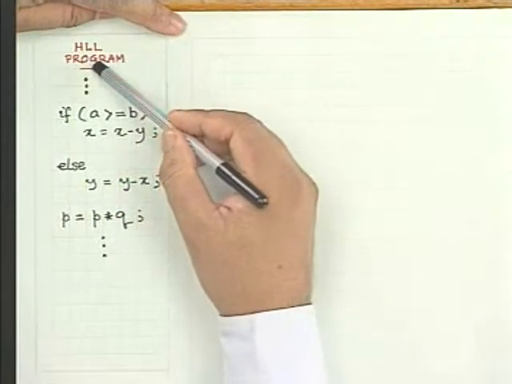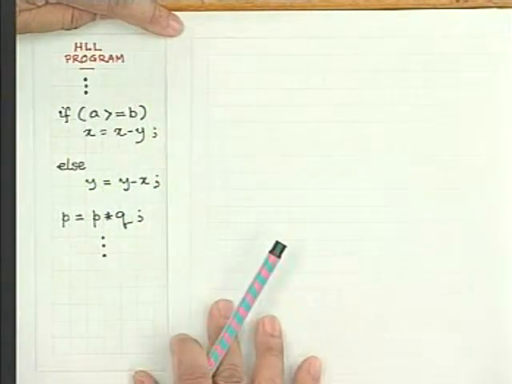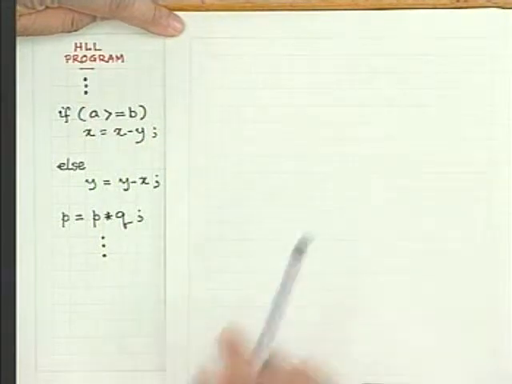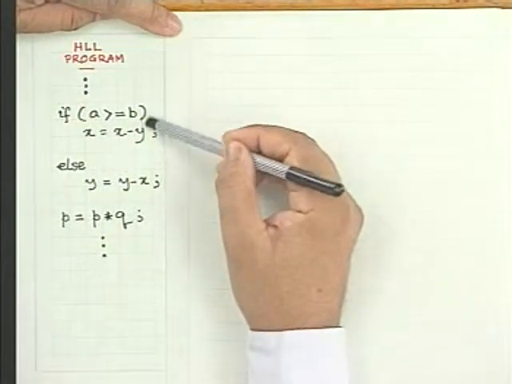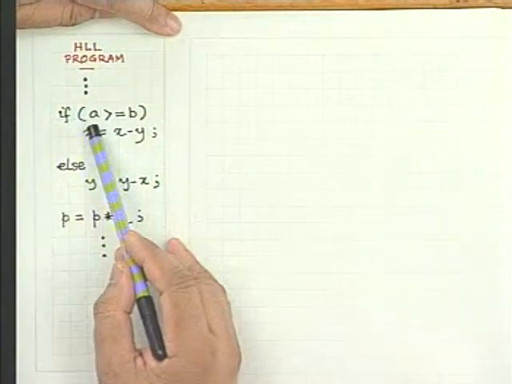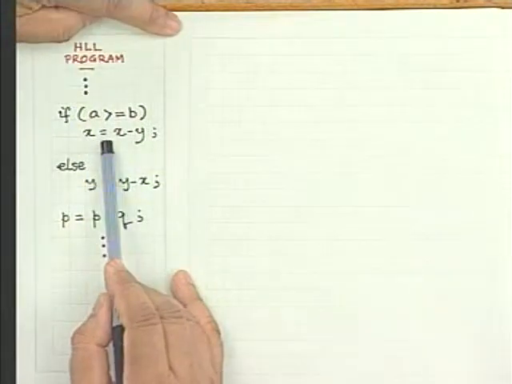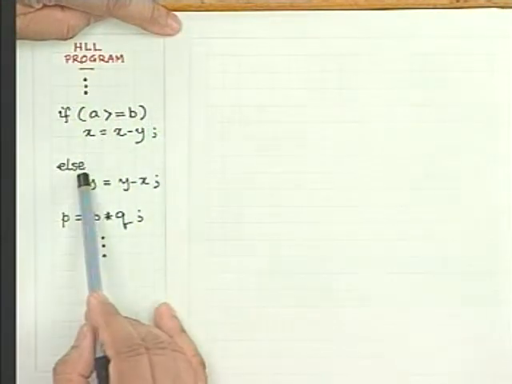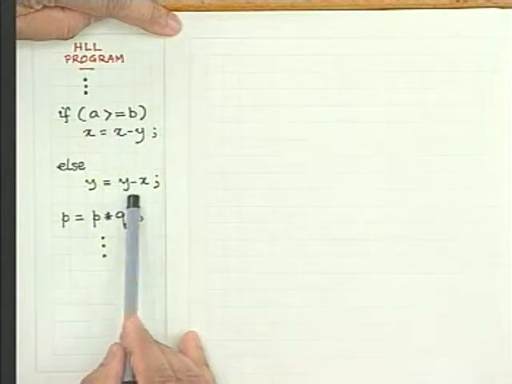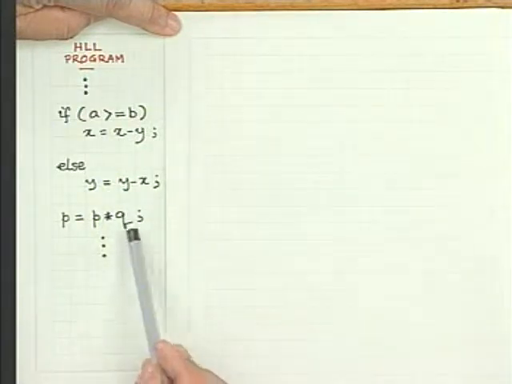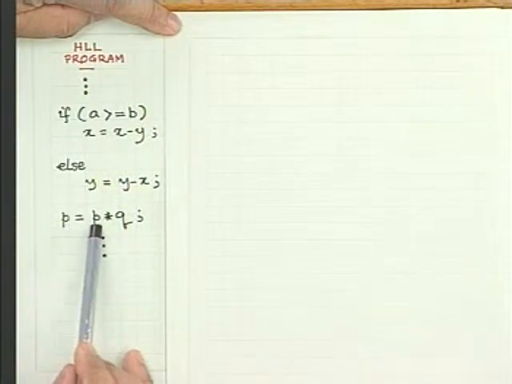Here I have taken a program which consists of an if instruction. It's a high level language program. More or less it's in the form of, say, that C language program. That if A is greater than or equal to B, then I execute X equal to X minus Y, else I execute Y equal to Y minus X, right? And then I execute P equal to P into Q.